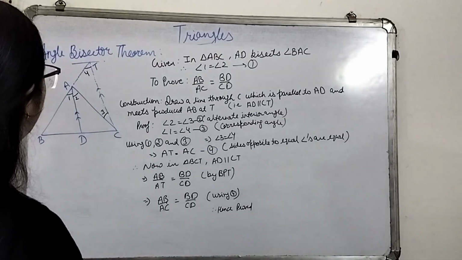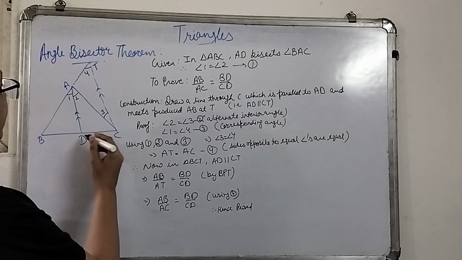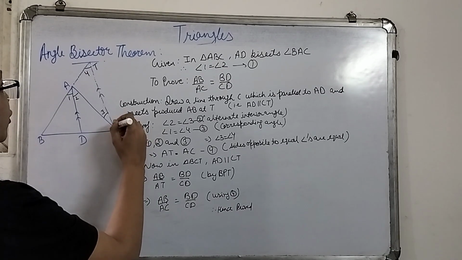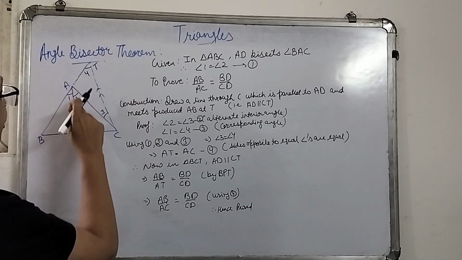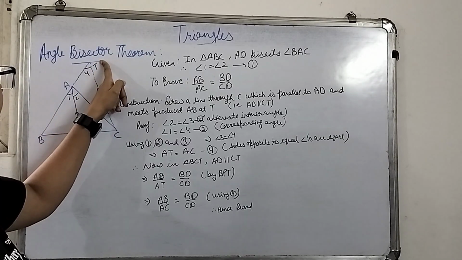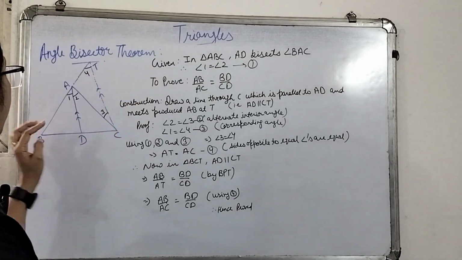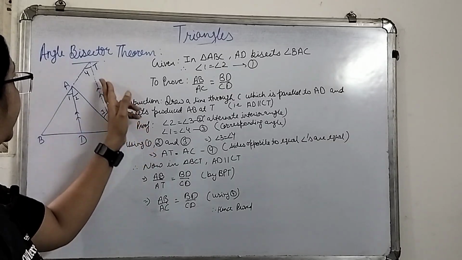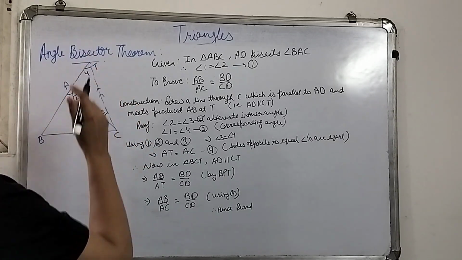For that, what's the construction we will be doing? We will be drawing a line from C which is parallel to AD. That simply means AD is parallel to CT. For this point T, we will be producing BA, and wherever it touches this line, that point will be your point T.